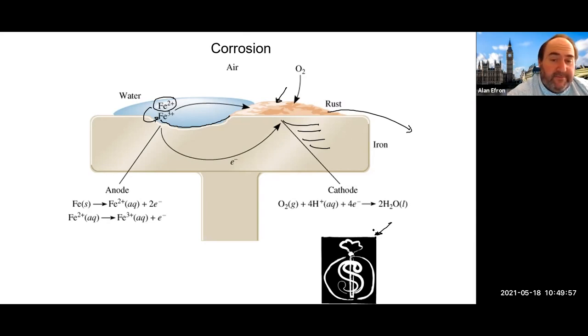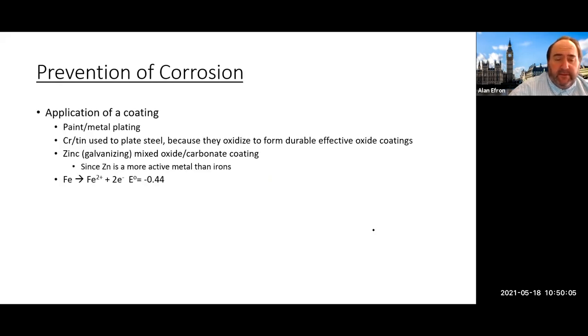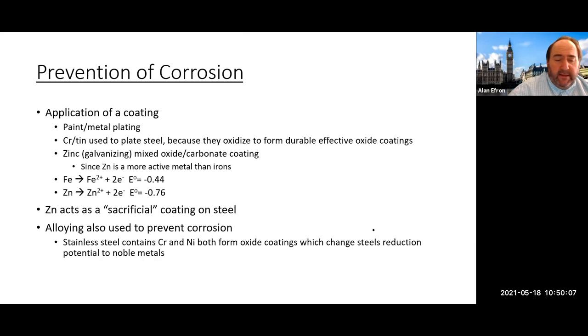How do we protect against corrosion? There are some ways that we can prevent corrosion, and here are some things that we could do along the way. We can apply some type of paint or metal plating, right? There's Rust-Oleum paint, hence the name Rust-Oleum, which probably should prevent rusting.